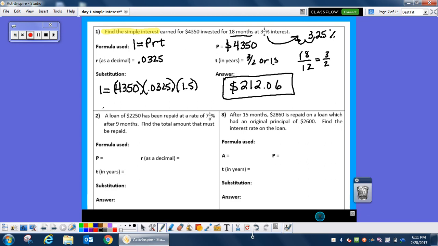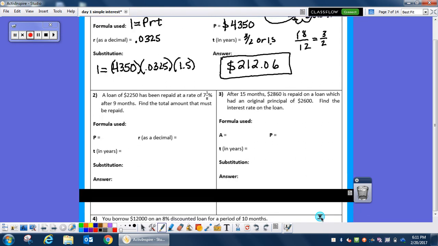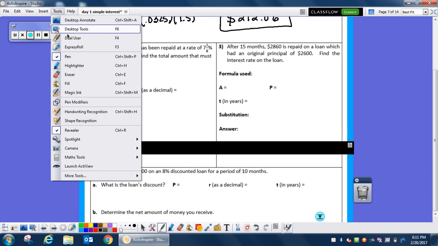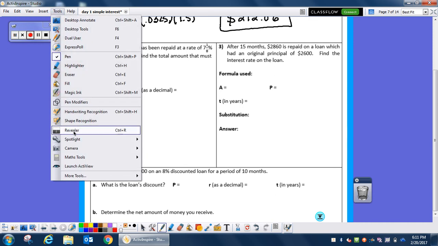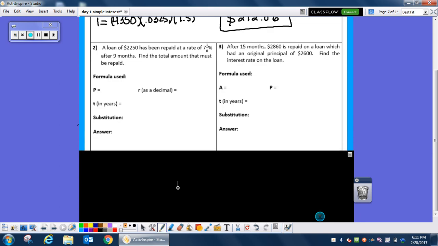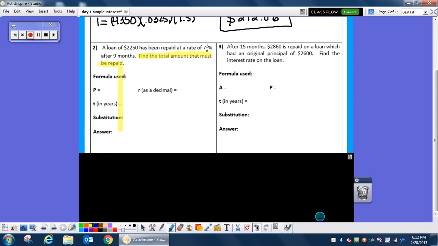All right, moving on to number 2. A loan of $2,250 has been repaid at a rate of 7 1/8% after 9 months. Find the total amount that must be repaid. So this is find the total amount that must be repaid. That's the actual amount that you end up paying. So that's another word for future value, if you want to put that in there. So you want to figure out how much you have to totally pay.